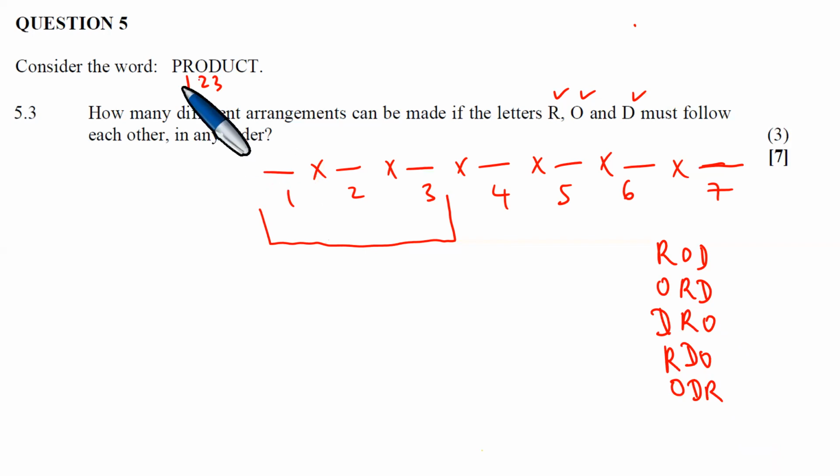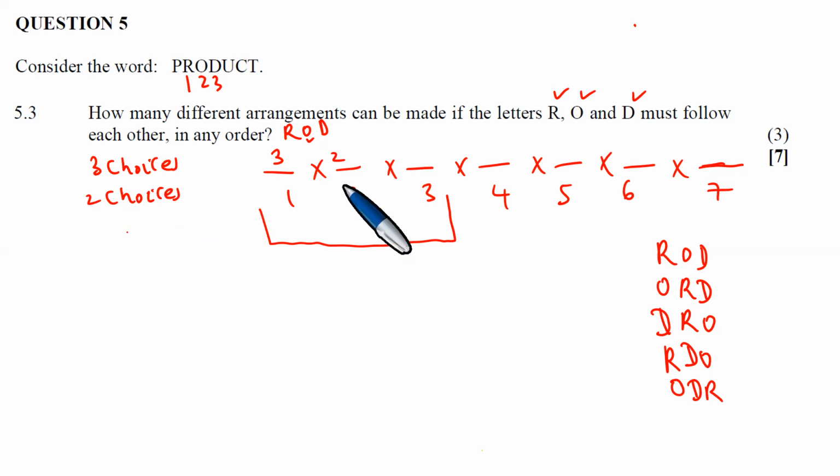So if you arrange the three letters, they can be arranged in different ways. If you look at the ROD, for the first letter you need to choose either R, O, or D. So you have three choices to make. After that, maybe you choose O for argument's sake. Then you're left with two letters. You have two choices to make. After that, you have chosen the second one, D, and then the last one, you have one choice to make. You have already arranged these letters here. And then now you need to continue.